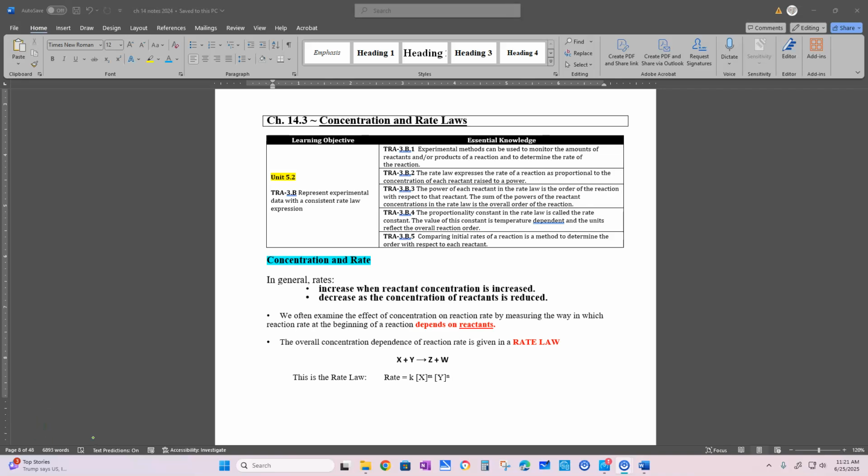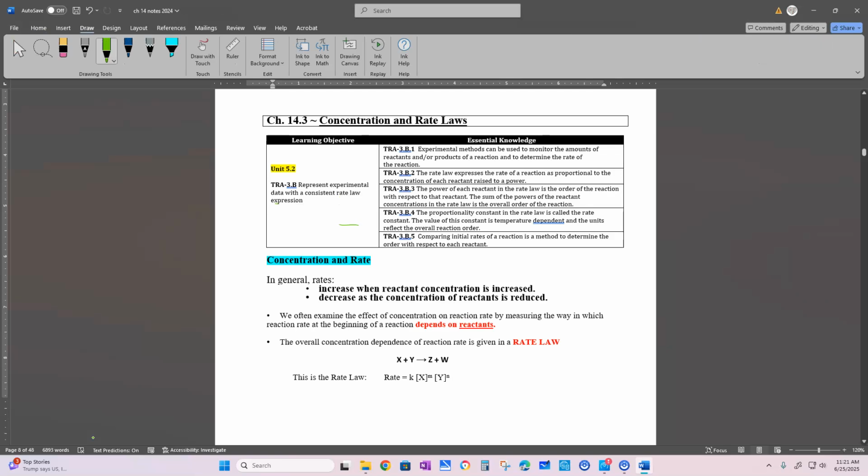Welcome back, AP. 14.3, we're going to look at a new type of expression called rate law. Rate law is not the same as the previous video's rate expression. Okay, so just because it's called rate law expression, it's not the same as rate expression.